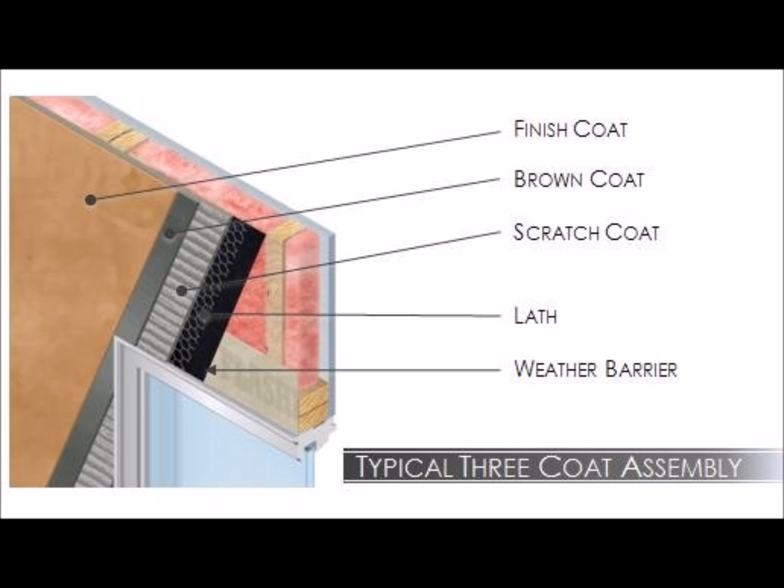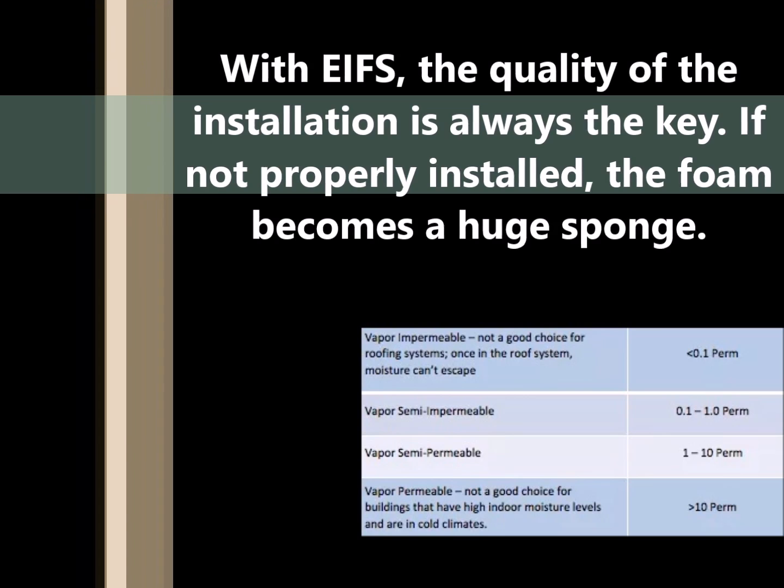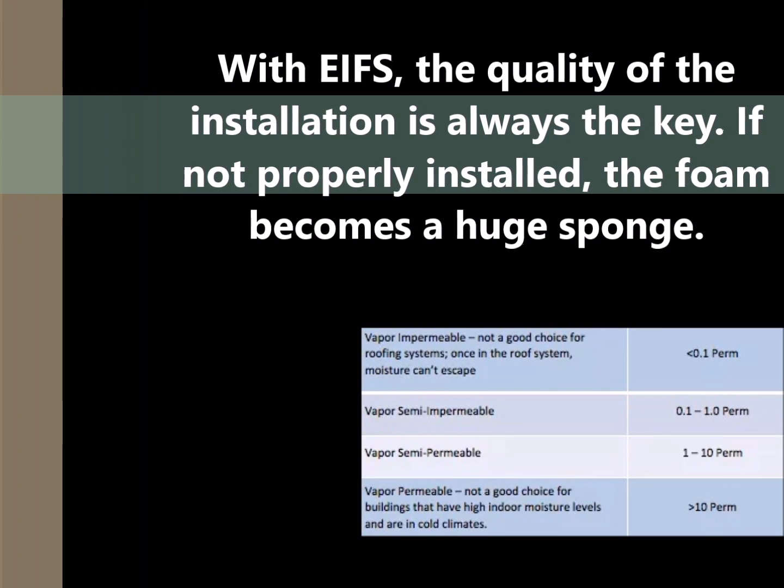The type of waterproofing you use is important, such as EIFS systems. They add an insulation layer, but they're very susceptible to damage if not flashed or sealed properly. With EIFS, the quality of the installation is always the key. If not properly installed, the foam can become a huge sponge.